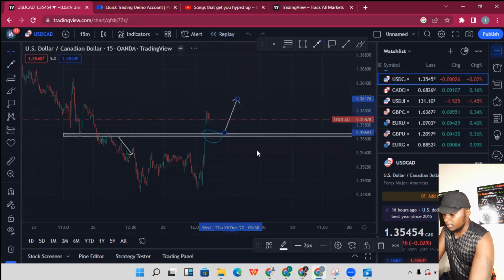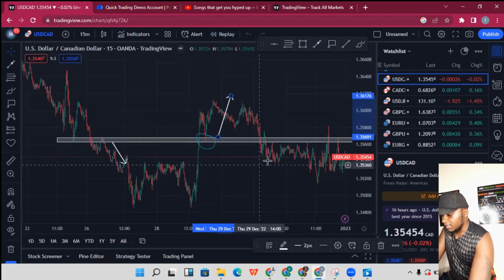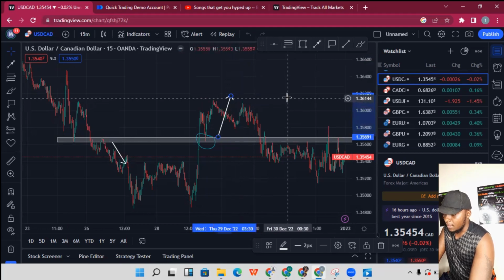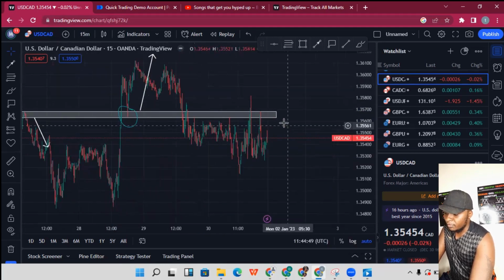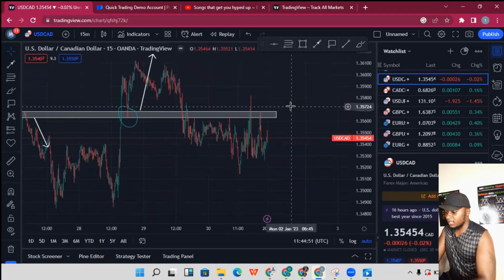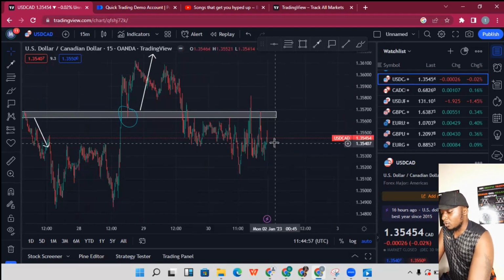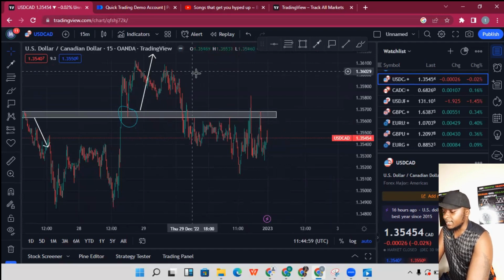Let's remove the replay and you can see exactly what happened. Price touched at this level and immediately went up. Okay, so now we have identified from where our price stopped. Right now I'm on the weekend, so the price is not moving. So we have identified from where the price stopped and went back. We are in a downtrend.